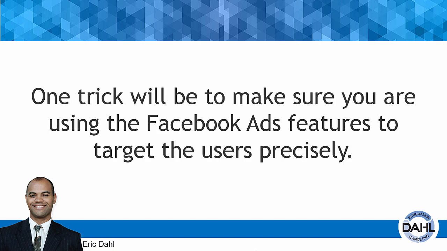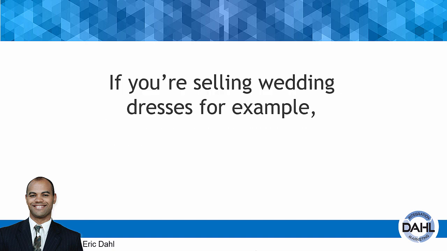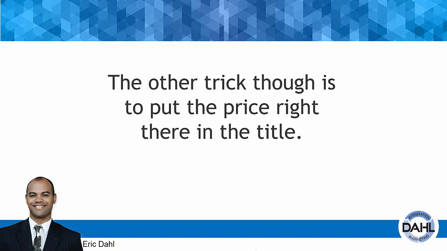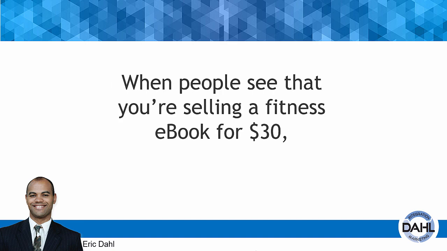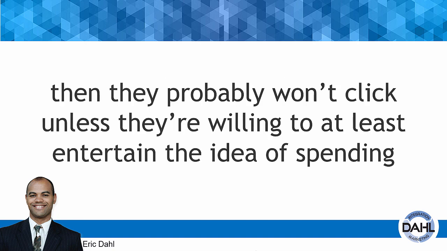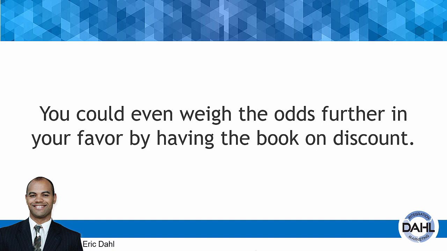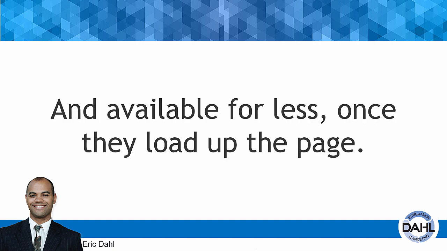So how might you do this? One trick will be to make sure you are using the Facebook ads feature to target the users precisely. If you're selling wedding dresses, for example, then you only want to target people who are female and engaged. The other trick, though, is to put the price right there in the title. When people see that you're selling a fitness ebook, for example, for $30, then they probably won't click unless they're willing to at least entertain the idea of spending that much money on an ebook. You can even weigh the odds further in your favor by having the book on discount and available for less once they load up the page.